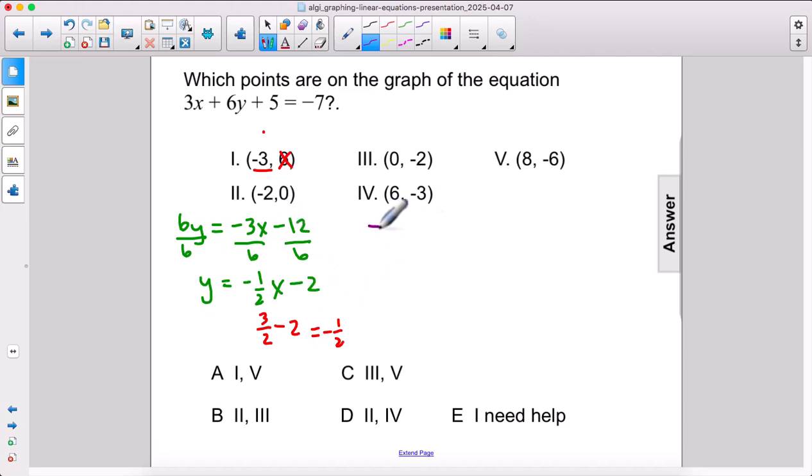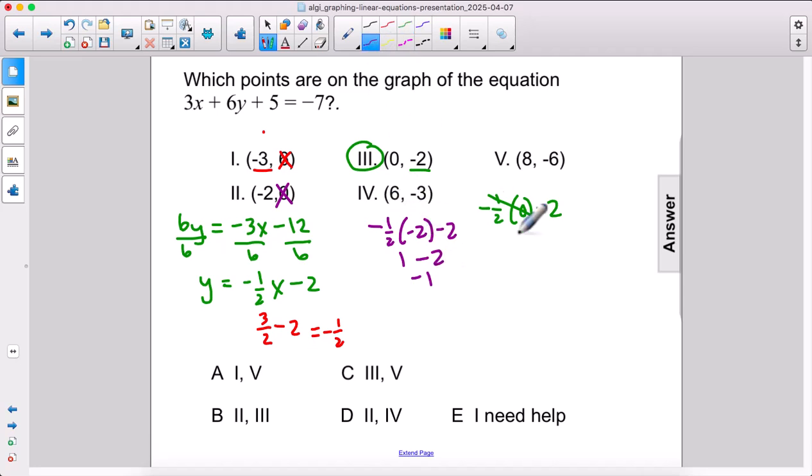If I plug -2 in, I get that this is 1. So -1/2 times -2 is 1, minus 2, -1. That's not the y value, therefore this point is not on the line. Next, I have 0. If I plug in 0 for x, that goes away and I get -2. And that is the y coordinate, therefore this point is on the line.